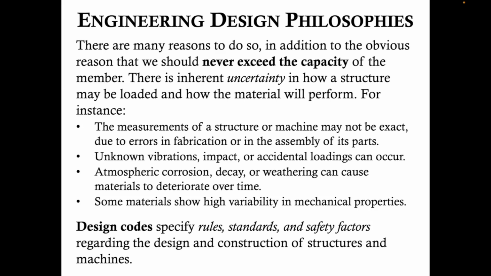There is inherent uncertainty in how a structure may be loaded and how the material will perform. For instance, the measurements of a structure or machine may not be exact. Unknown vibrations, impact, or accidental loadings can occur. Atmospheric corrosion, decay, or weathering can cause materials to deteriorate over time, and some materials show high variability in mechanical properties. Design codes, which are legally binding codes of reference, specify rules, standards, and safety factors regarding the design and construction of structures and machines.